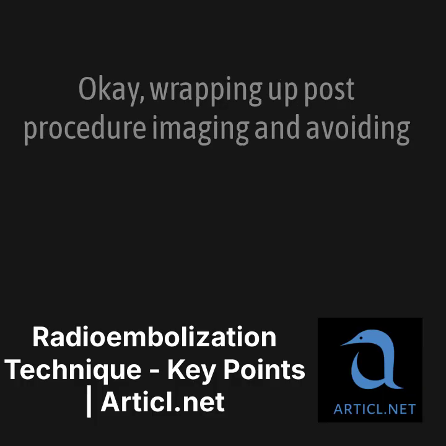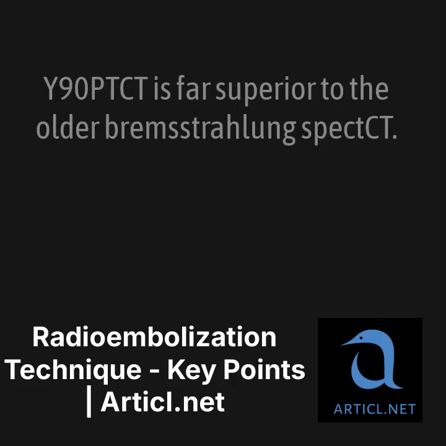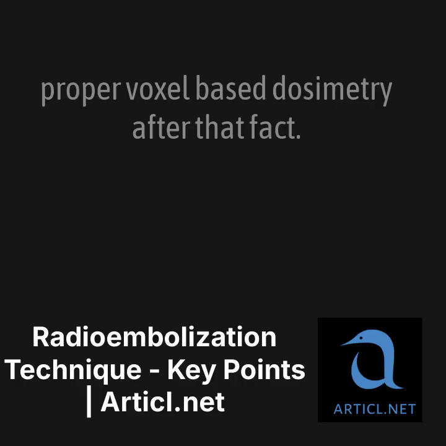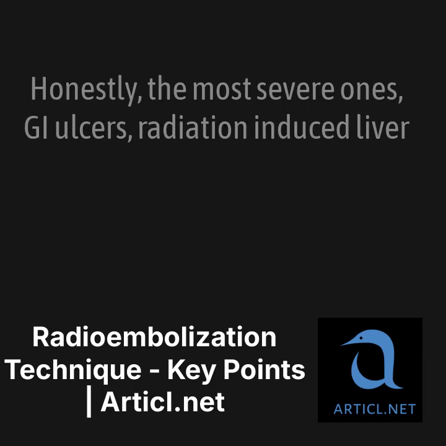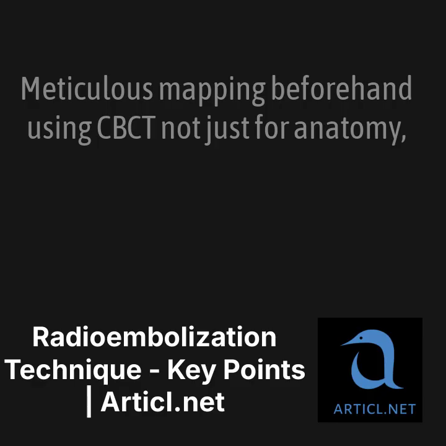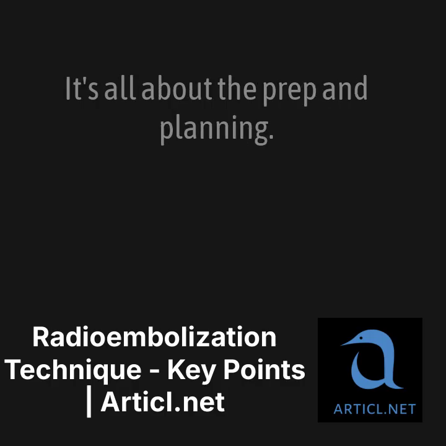Okay, wrapping up. Post-procedure imaging and avoiding the bad stuff, complications. Post-treatment imaging, Y90 PET-CT, is far superior to the older Bremsstrahlung SPECT-CT. It actually shows you where the dose really went, allowing for proper voxel-based dosimetry after the fact. Closing the loop. And complications. Honestly, the most severe ones, GI ulcers, radiation-induced liver disease, RILD, are largely preventable. How? Meticulous mapping beforehand, using CBCT not just for anatomy but for functional assessment of shunts. Strict adherence to those personalized dosimetry limits we talked about. It's all about the prep and planning.